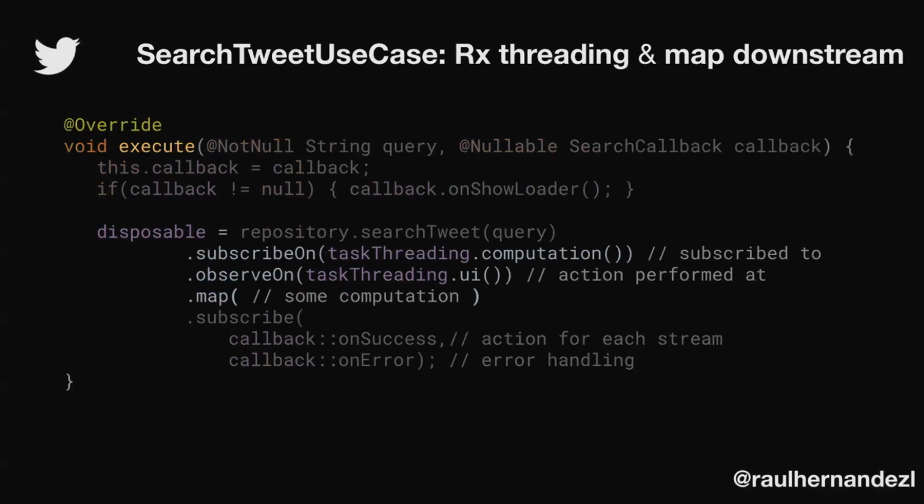Then we obviously need to subscribe to the computation thread that is coming from the repo, and we'll observe that into the UI because we need to show the results into the views. And then if we need to do some mapping for the computation, we'll use the map functionality right there.